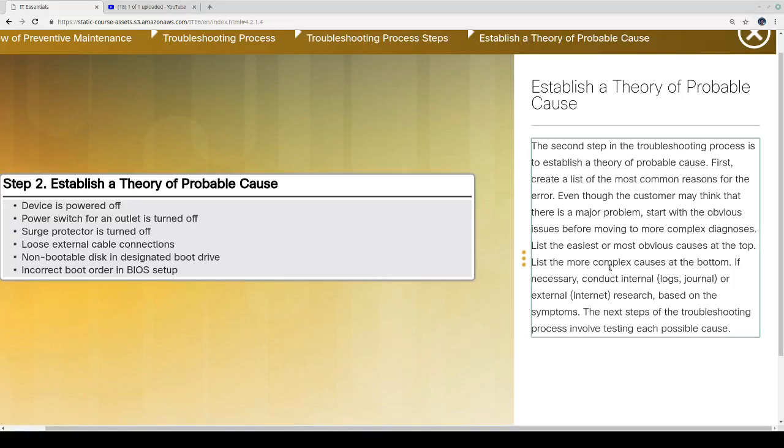Okay, this is slide 10. So we're going to talk about establishing a theory of probable cause. No, we're not talking about criminal stuff. We're talking about the probable cause of the technical problem that a user's having. So the second step in the troubleshooting process is to establish a theory of probable cause.